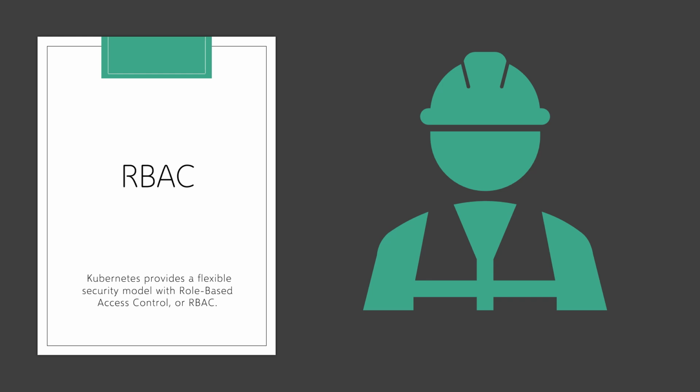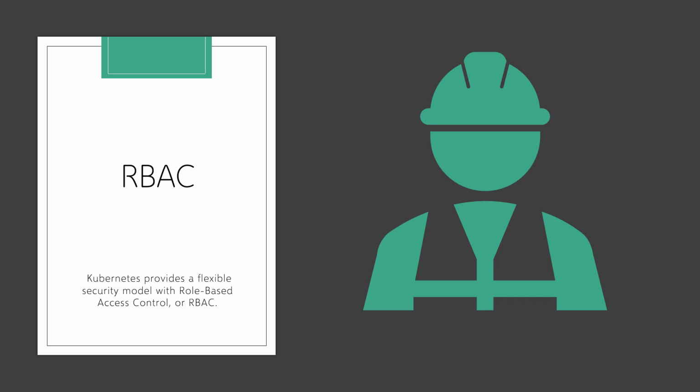Kubernetes provides a flexible security model with role-based access control, or RBAC. RBAC helps control who can access and manipulate resources in your cluster. It works by defining roles and role bindings. Roles define a set of permissions, specifying what actions can be performed on which resources. For example, a role might grant permissions to create, delete, or view pods. Role bindings link roles to users, groups, or service accounts, effectively assigning those permissions to specific identities.